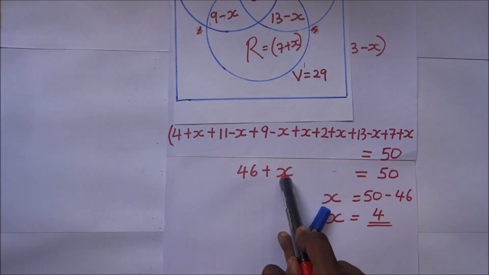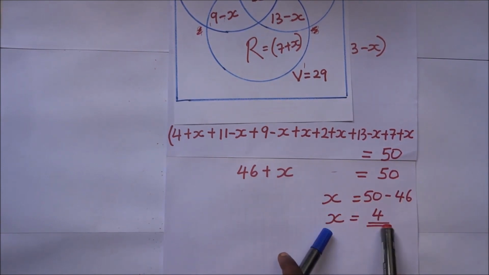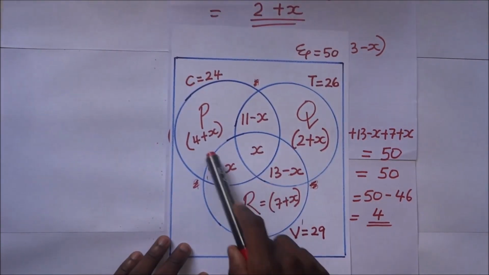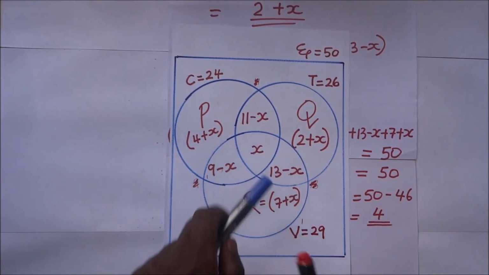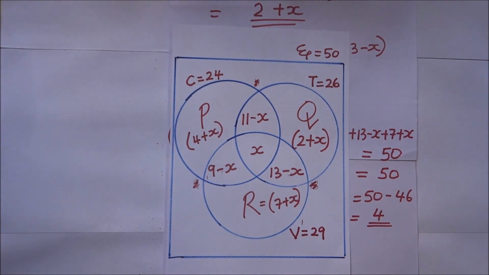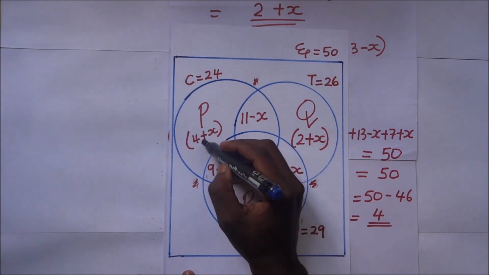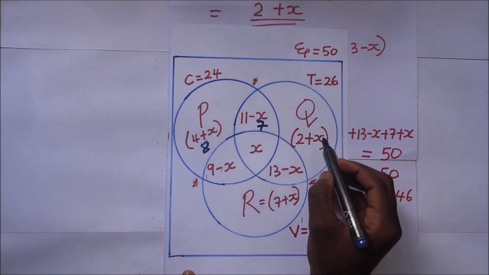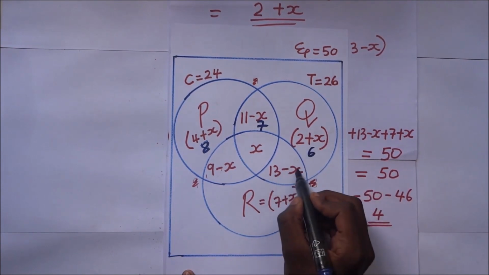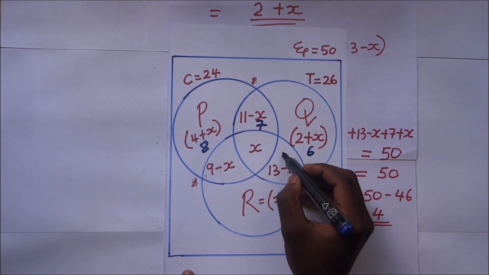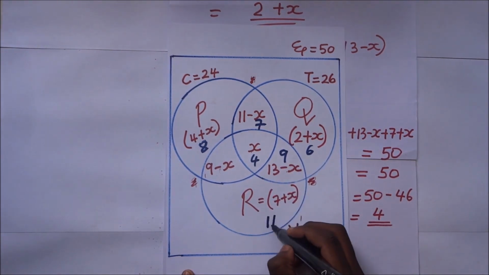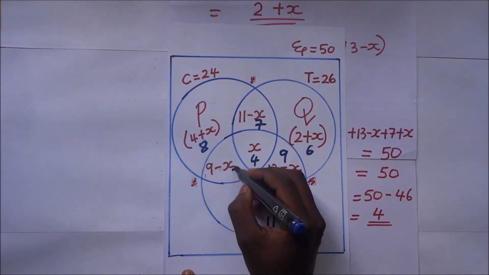When we collect like terms and make x the subject of the formula, we get our value of x as 4. So now we've got the value of x, it means that when we start filling in, 4 plus 4 becomes 8. 11 minus 4 is 7. 2 plus 4 is 6. 13 minus 4 is 9. This is x, which is 4. Then 7 plus 4 is 11. 9 minus 4 is 5.